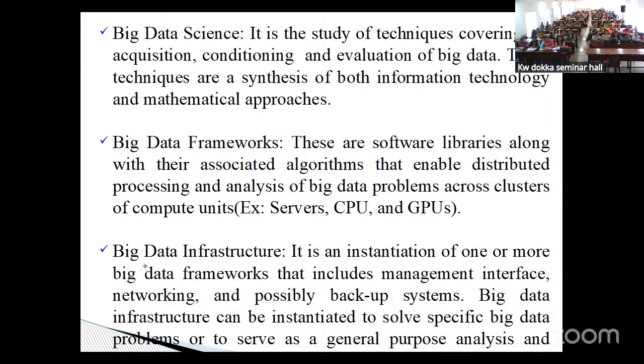So here, what are the frameworks? How do you use these? These are software libraries along with some algorithms. You have some algorithms here that enable distributed processing. All the data is distributed evenly, not unevenly, right? And this is analysis of data problems across clusters of compute units.